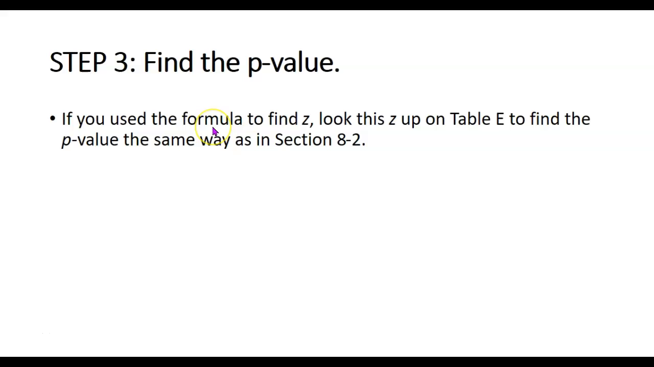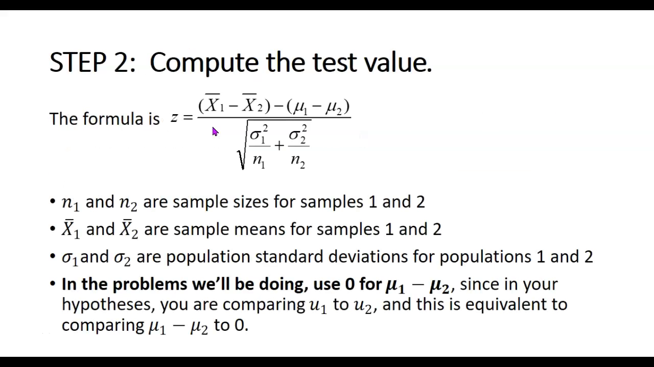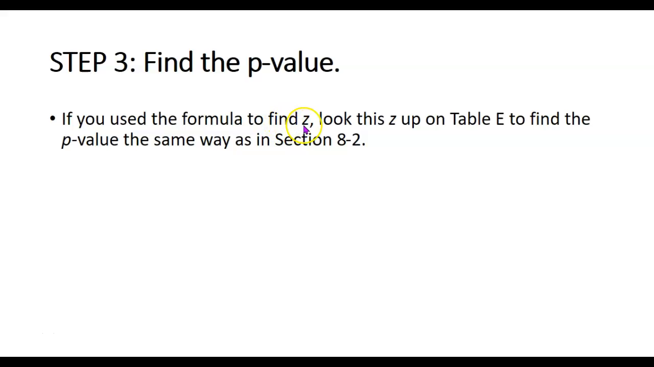If you use that formula to find z, then the way you get the p-value from that is you take that z and you go to table E and you find the p-value the same way we did in section 8.2. If you used one of those other methods, a graphing calculator, the Excel spreadsheet, some other app, then it should tell you what the p-value is.